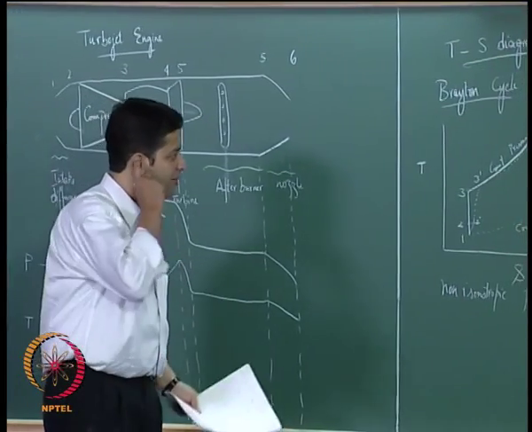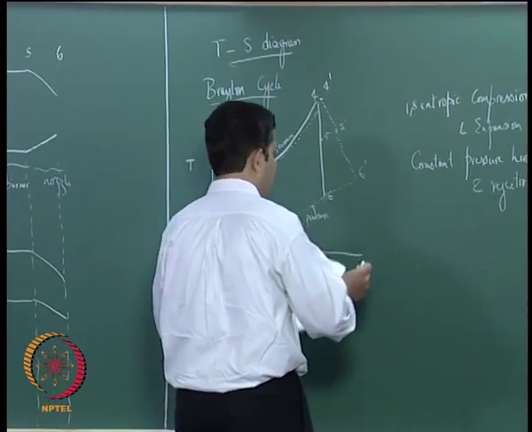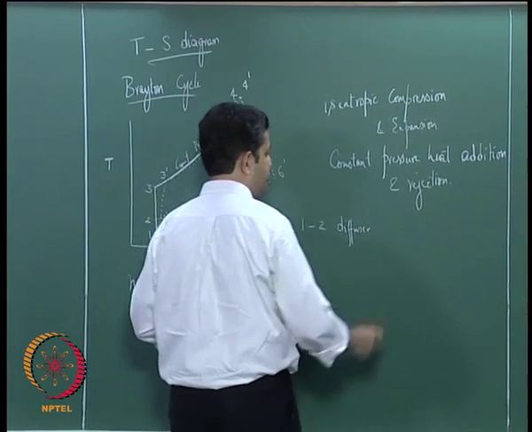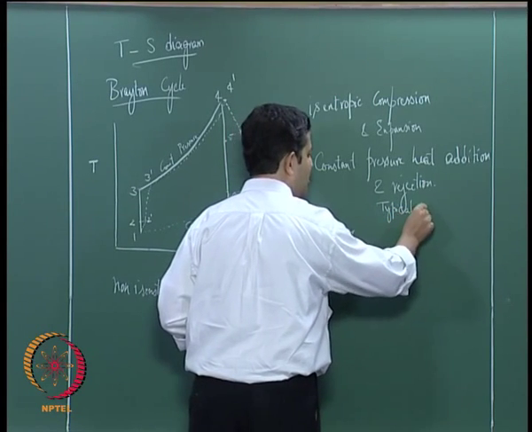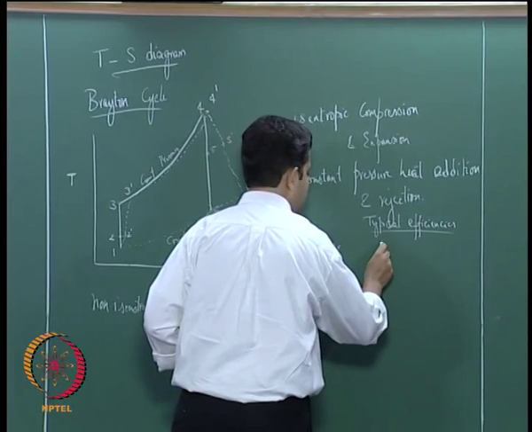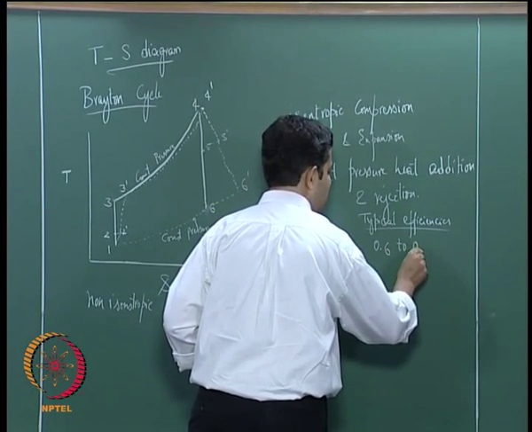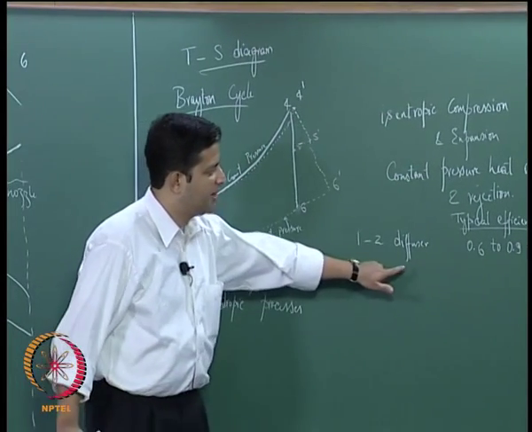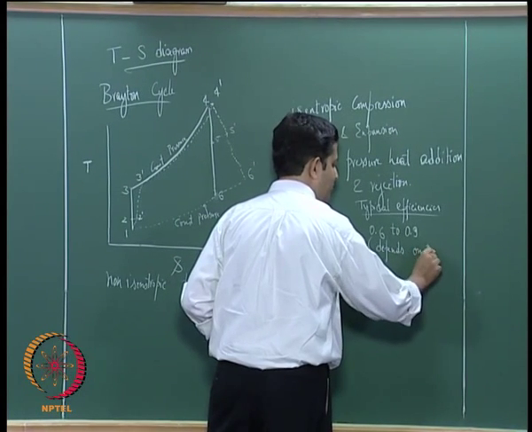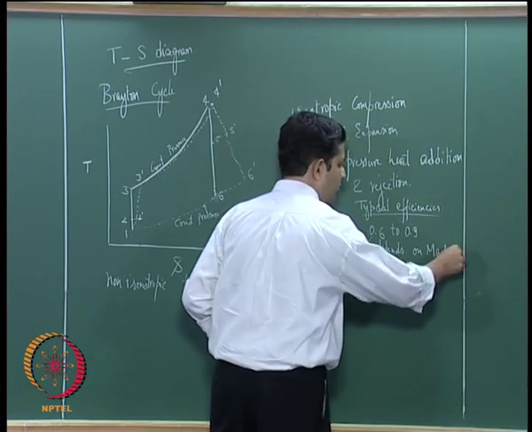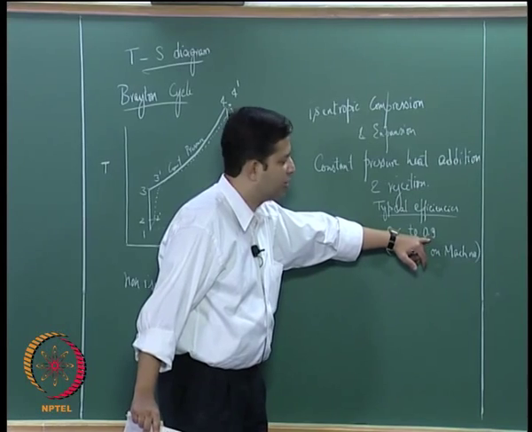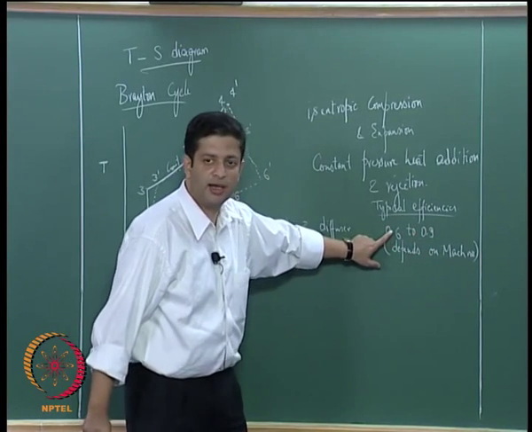So 6 dash. This is the typical TS diagram for an actual cycle also. Okay. Now let us look at what are the typical efficiencies that we get. So 1 to 2, diffuser, the typical efficiencies are 0.6 to 0.9. This depends on the Mach number at which the vehicle is flying. Okay. Now, if the vehicle Mach number is lower, you are going to get somewhere higher efficiencies.